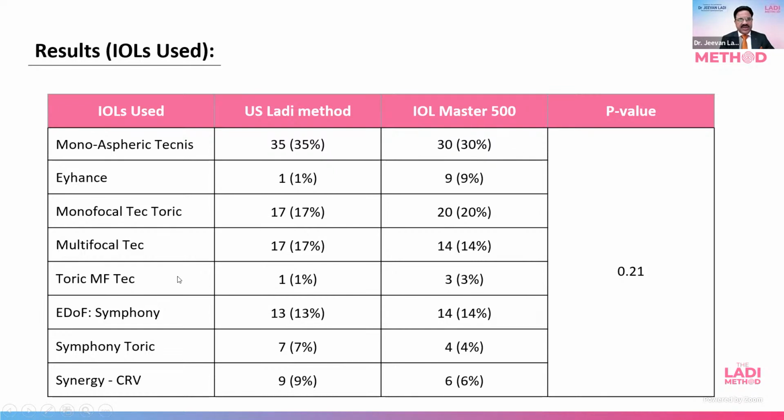Toric multifocal Tecnis IOL 1% in the first group, 3% in the second group. Extended depth of focus Symphony IOL 13% in the first group, 14% in the second group. Symphony toric, that is extended depth of focus with toricity, was 7% in the first group and 4% in the other group. Synergy, also called continuous range of vision, was used in 9% in the first group and 6% in the second group. So all this is not statistically significant. Almost the same distribution is there in both the groups.